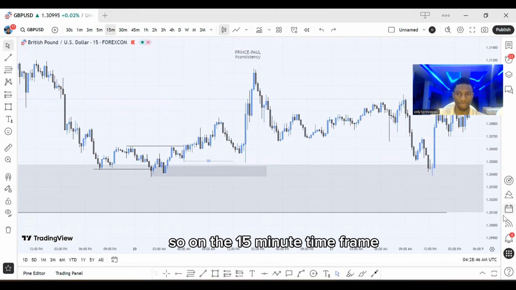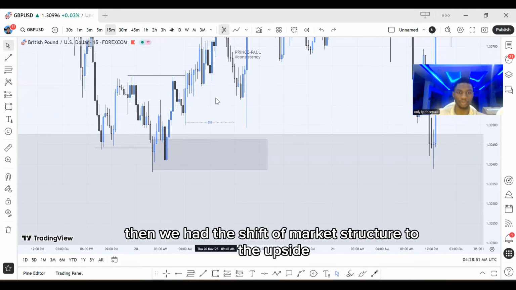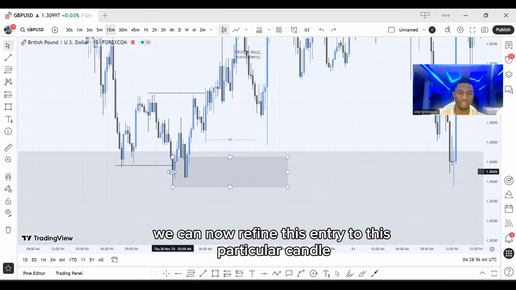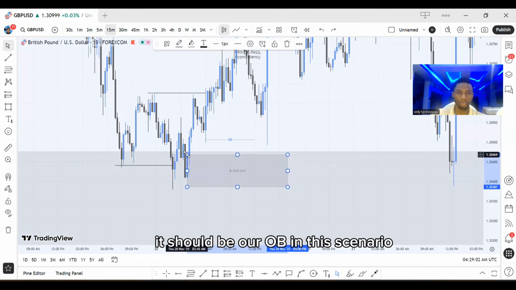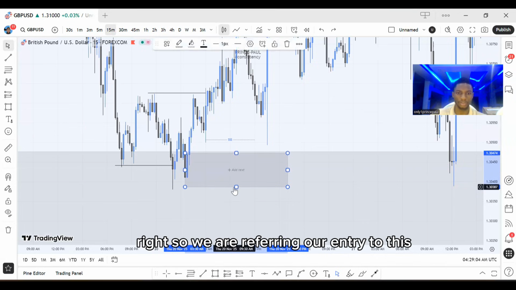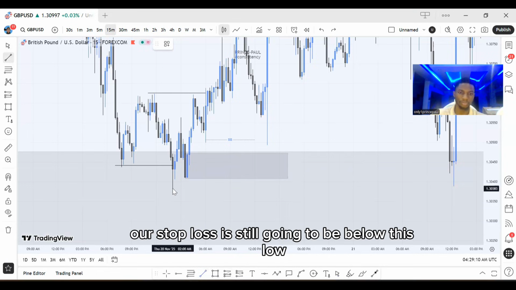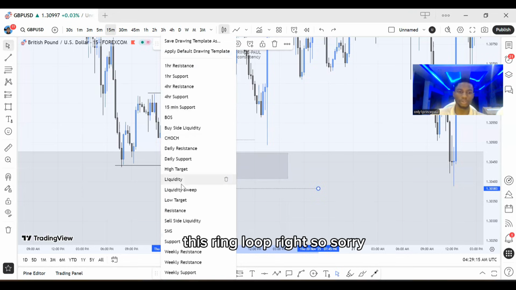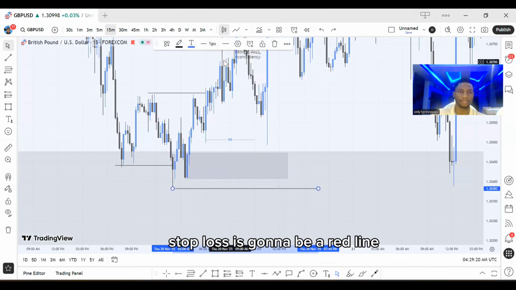So on the 15-minute time frame now, you'll be able to see that after this break, we had the shift of market structure to the upside. Then we had all this. We can now refine this entry to this particular candle before the impulse move. It will be our OB in this scenario, right? So I refined our entry to this. Our stop loss is still going to be below this low, which is the swing low. Sorry, stop loss is going to be a red line.